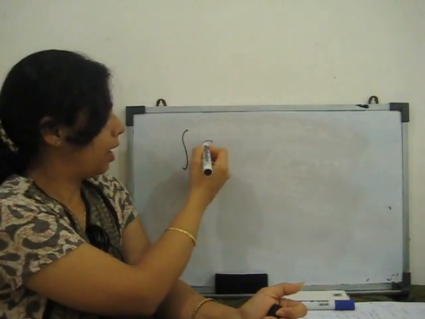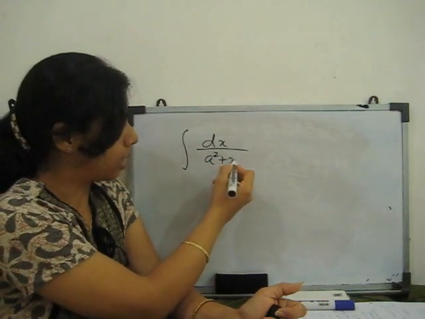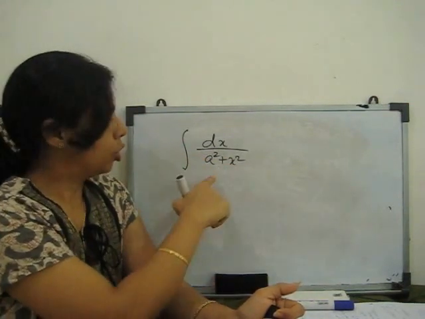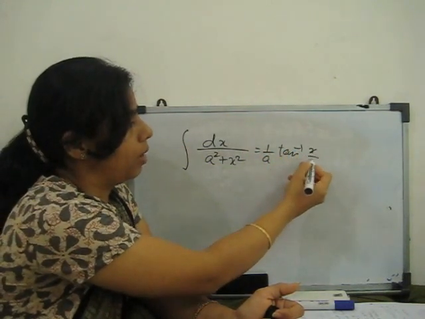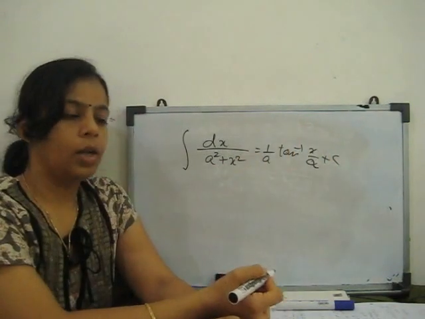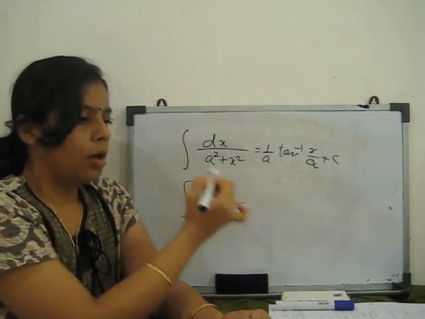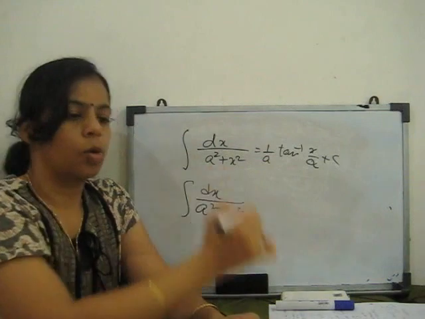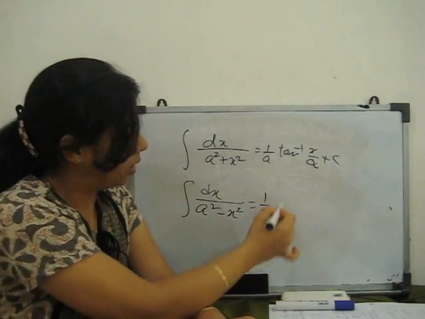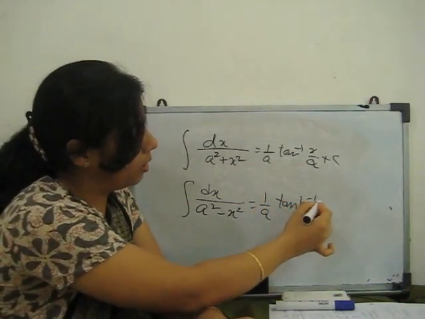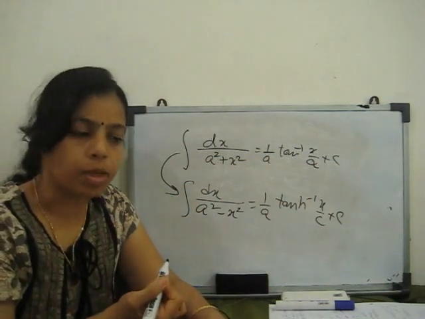If we have this type of integral, integral of dx upon a square plus x square, okay, so this is 1 by a tan inverse of x by a plus c. Now, for the hyperbolic case, if dx upon a square minus x square, then this gives 1 by a tan hyperbolic inverse of x by a plus c. This is for the hyperbolic form.